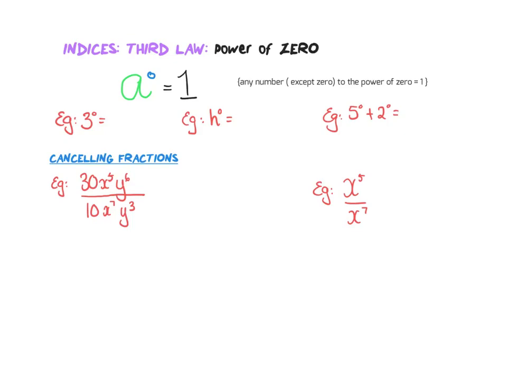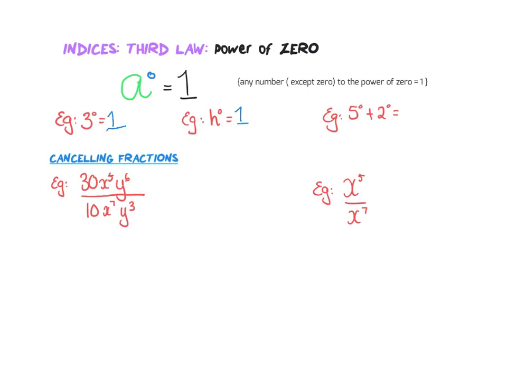Okay, today's lesson we're looking at the third index law, which we already sort of had a look at. The third law states that anything to the power of 0 equals 1. So if we look at that first example, 3 to the power of 0 equals 1. Even if I have a letter like h to the power of 0, that is also 1.